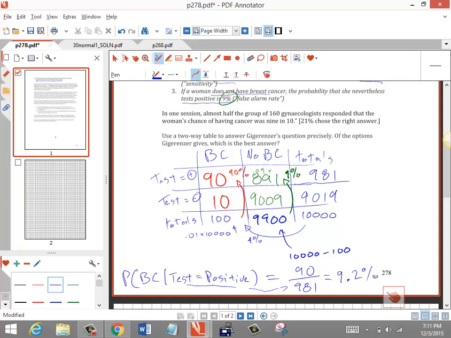But check that out. That's not 9 in 10. It's more like 9 out of 100. Why am I saying this is 9 out of 100? That's what 9% means. Percent means per 100, right? So this is about equal to 9 out of 100.